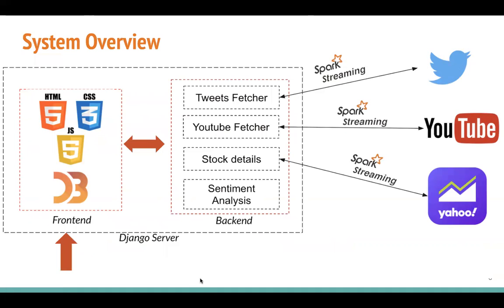This is the system overview. Firstly, the user gives a particular input on the Django server, that is the front end. This input can be a company name. These are the further components. We retrieve the stock details from the Yahoo Finance API. Next, we fetch YouTube videos from the YouTube API. And finally, we also retrieve relevant tweets from the Twitter API. And then we perform sentiment analysis on those tweets.